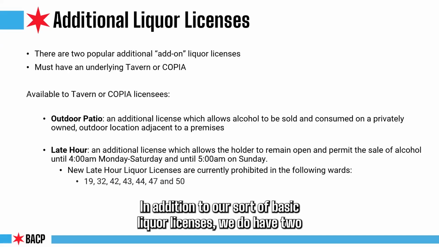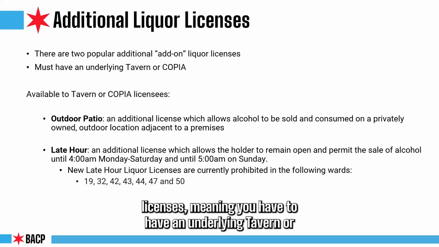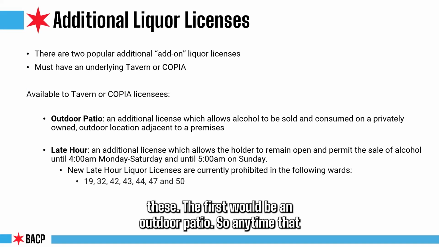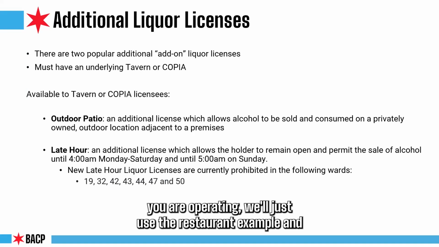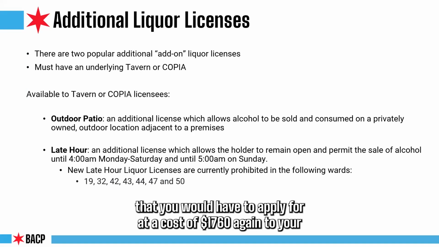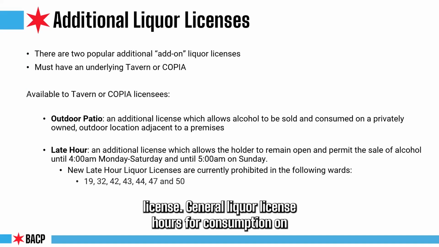In addition to our basic liquor licenses, we do have 2 additional types of licenses that we consider add-on licenses, meaning you have to have an underlying tavern or consumption on premise license in order to even apply for these. The first would be an outdoor patio. So anytime that you are operating, we'll just use the restaurant example, and you want to have an outdoor patio, that is a secondary liquor license that you would have to apply for at a cost of $1,760, again, 2-year license term. And then we also offer a late hour liquor license.